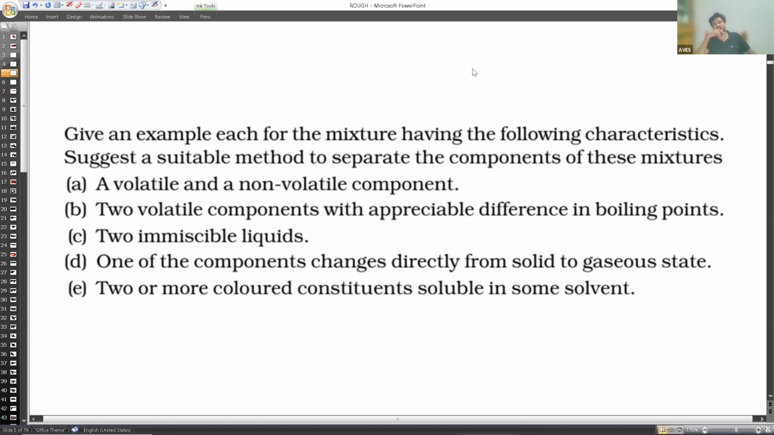Means an appreciable difference in boiling points. We can have two volatile compounds, but the question is not asking how we can separate them. Actually, we can separate them by distillation, and two miscible liquids. So actually, this question is about how we can separate them.